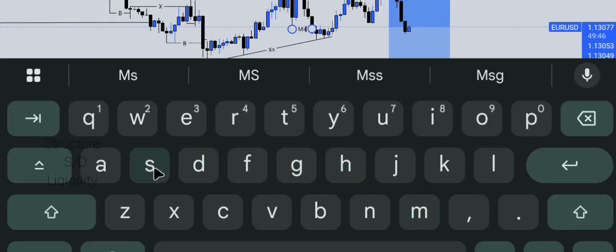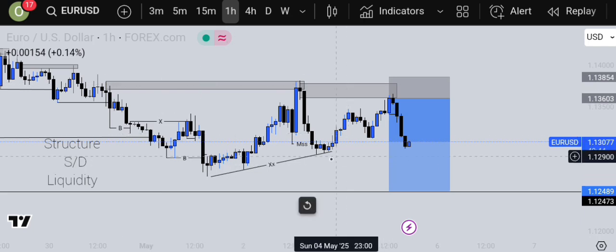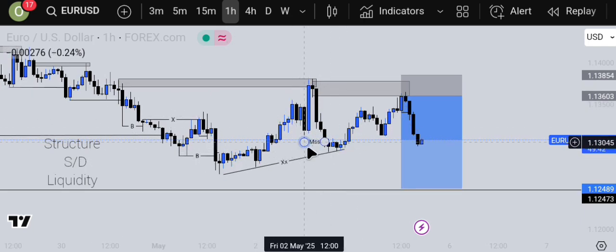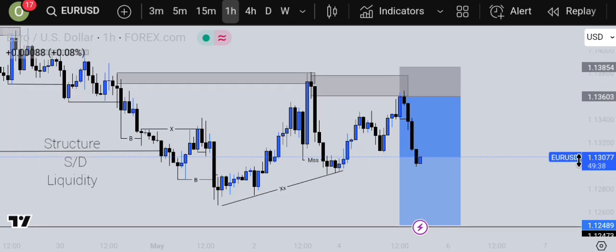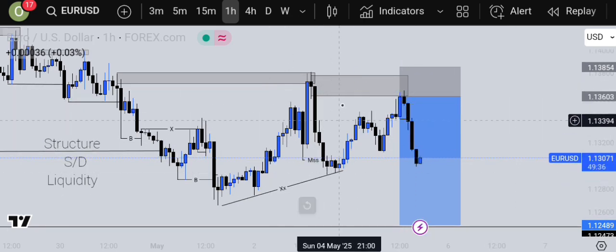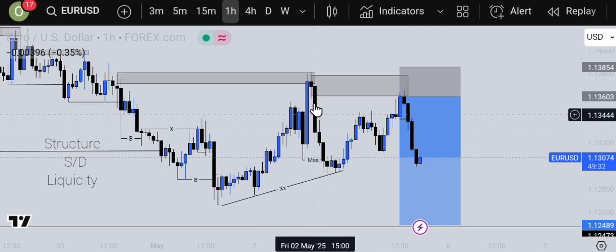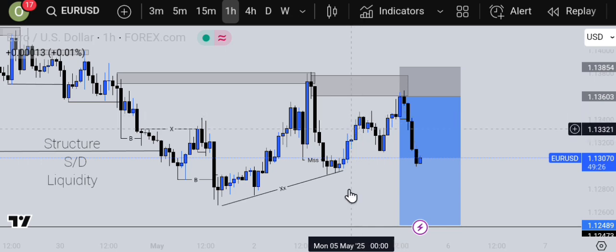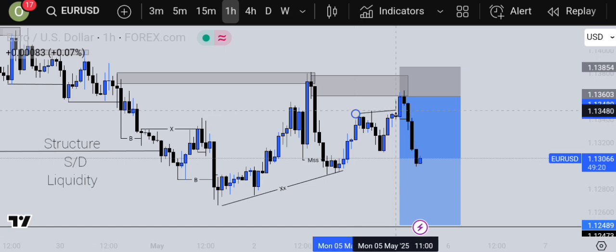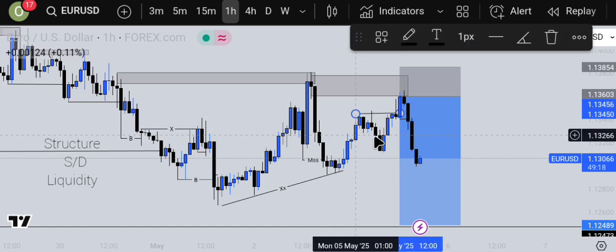Let me mark it out. You can call it MSS, market structure shift, but to me, I normally call it a displacement. This is a displacement. Then I wait for price to mitigate this supply zone here. You understand? To mitigate the supply zone, because I have this imbalance here, and this high here is our inducement high, our structural liquidity high.